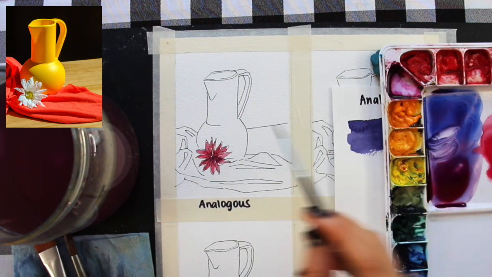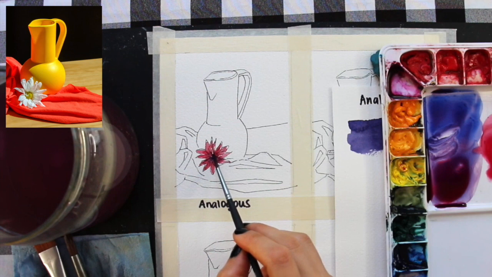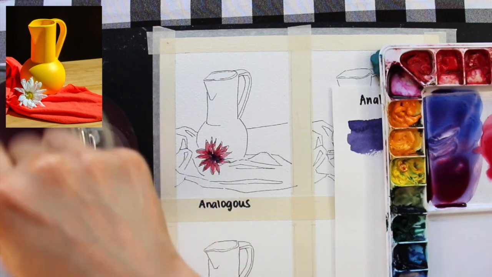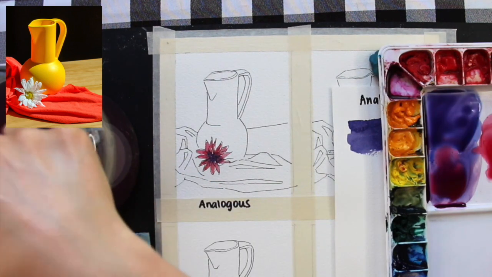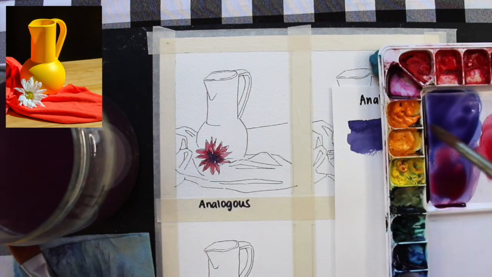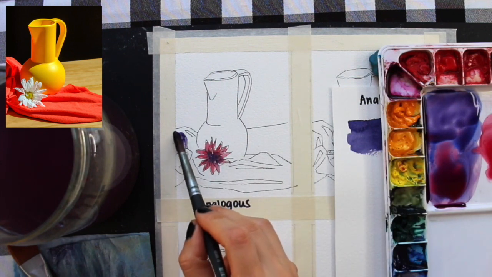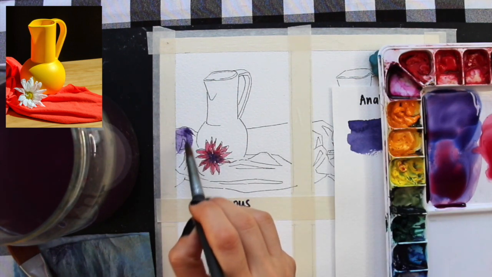Before painting each one of my thumbnails, I take a minute to think of where I'm going to be using my different colors. And if I'm going to be bringing in a neutral, I decide if I'm going to be painting the back wall with the neutral, maybe the picture with the neutral, or the table with the neutral.